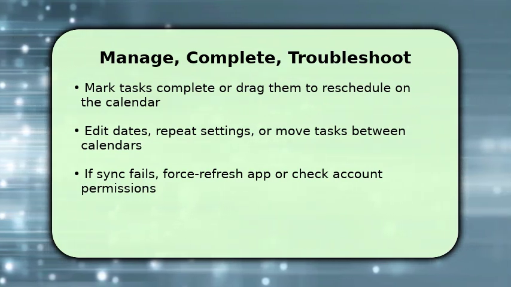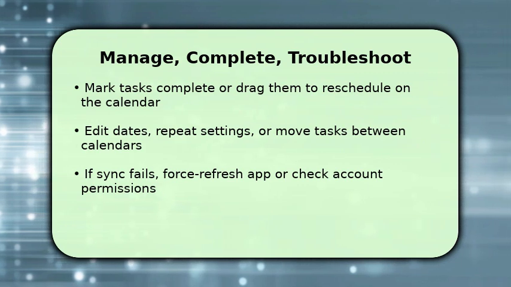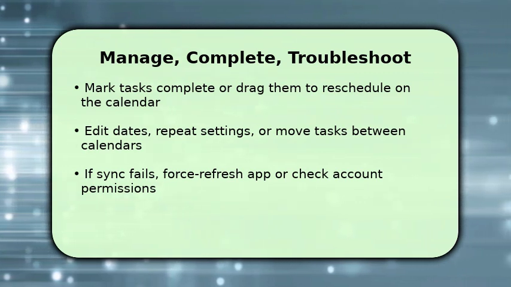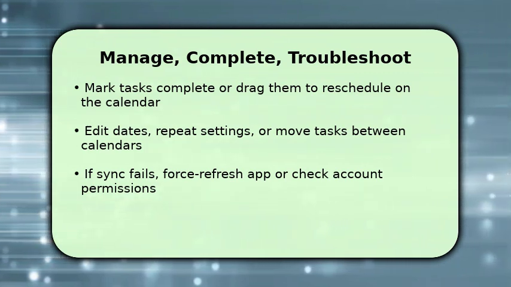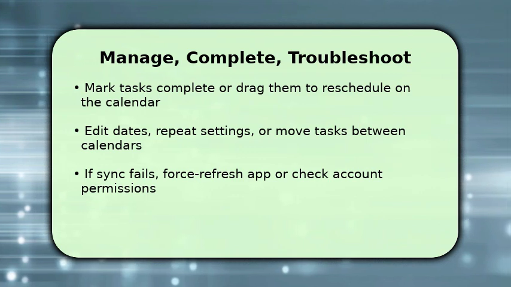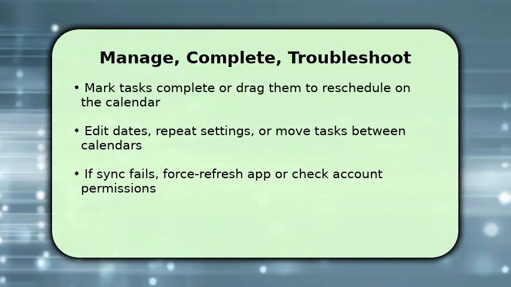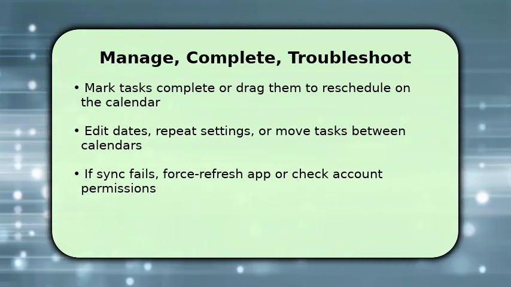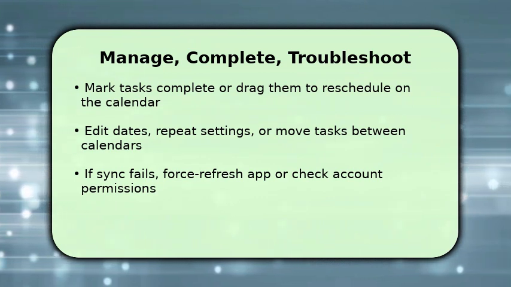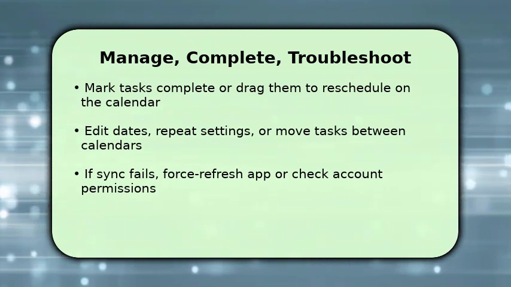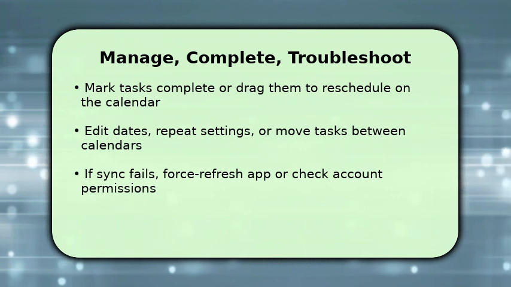Once done, edit repeat patterns and move tasks between calendars when priorities change so your schedule stays accurate. If tasks don't sync or disappear, make sure your account permissions allow calendar access, force refresh the app, and check that you're signed into the same Google account across devices. This resolves most issues quickly.